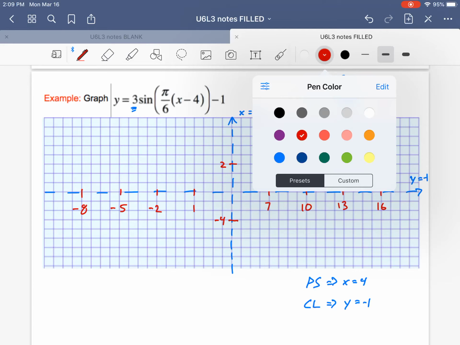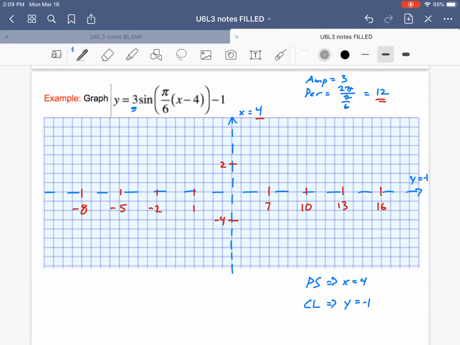Okay, now let's fill in the graph. I'm going to use gray here. So this is a sine graph, starts there. There's no reflection, so kind of know the shape. It's going to look something like that. And what's cool about this too is now you don't really need to plot any points, right? If I'm looking at that point, I know the coordinates of that are 13, -4. If I'm looking at this point, I know the coordinates of it are 10, -1.